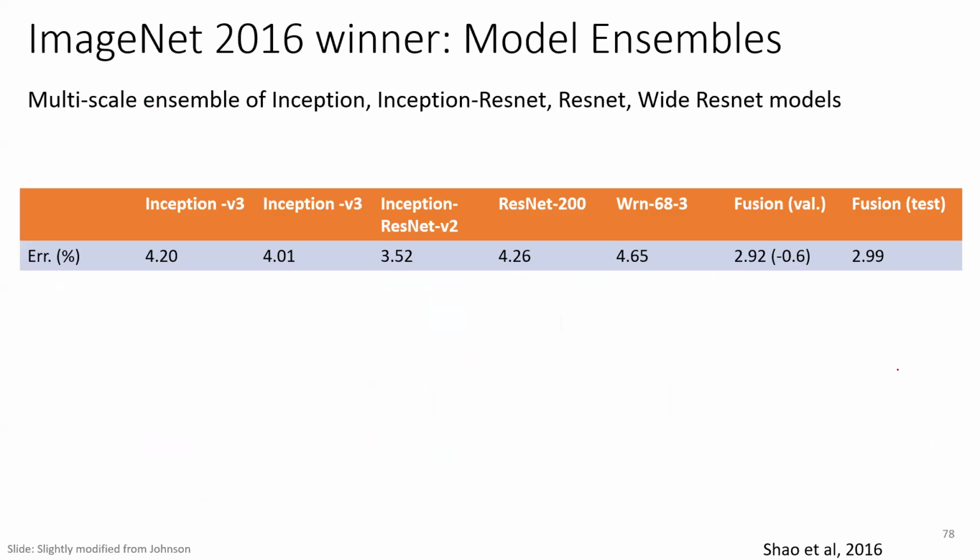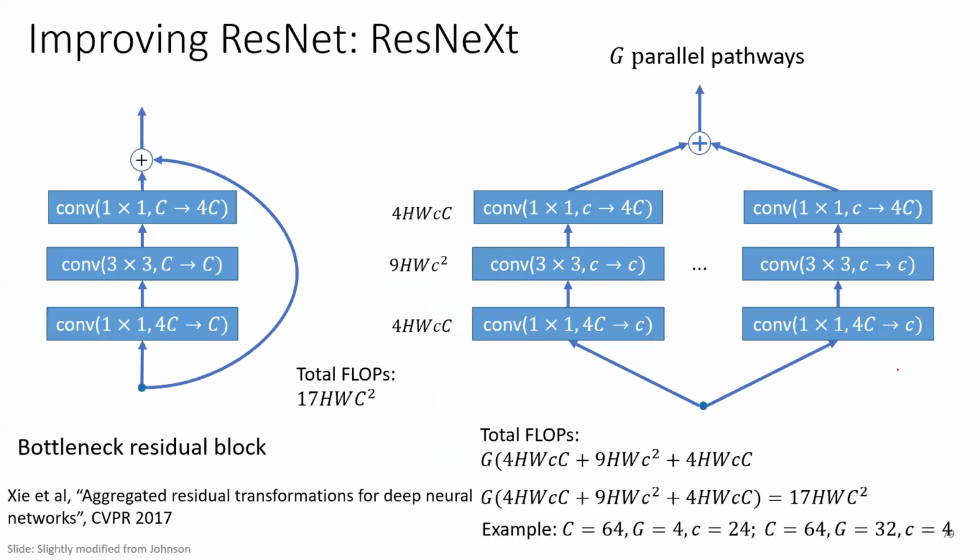Later in 2016, they had the combined model, so-called model ensembles. We will not study that. And then in 2017 came the so-called ResNeXt. The thing about that is they use something called group convolutions. What that means is this. Now, if you take the so-called bottleneck residual block, you can see now every year they are improving.